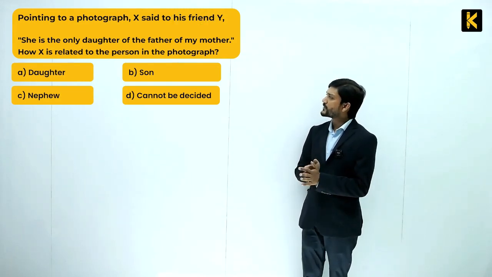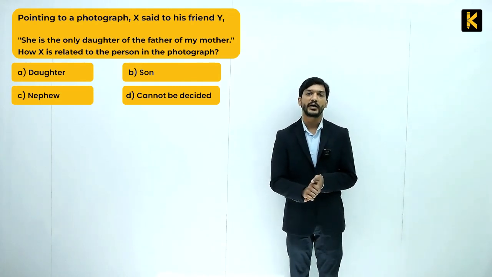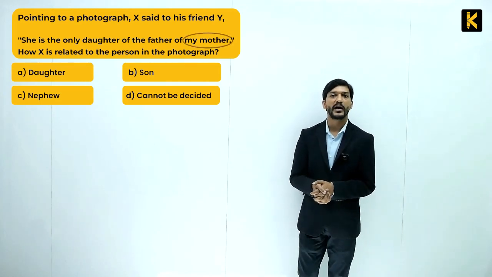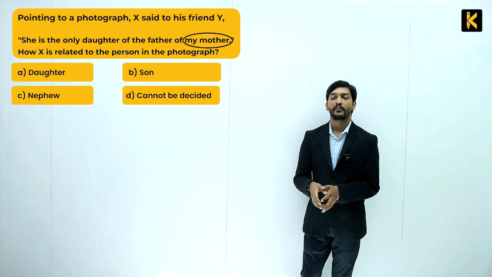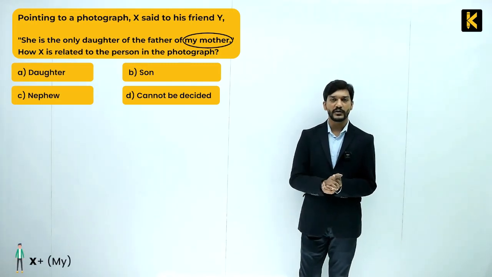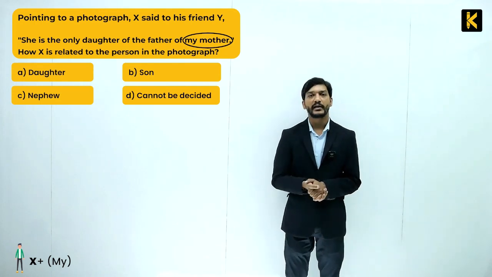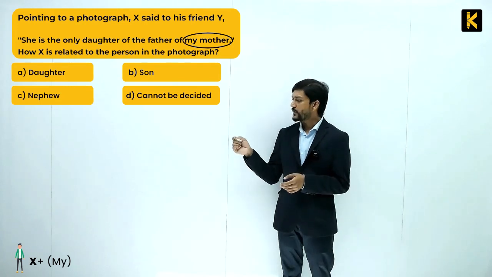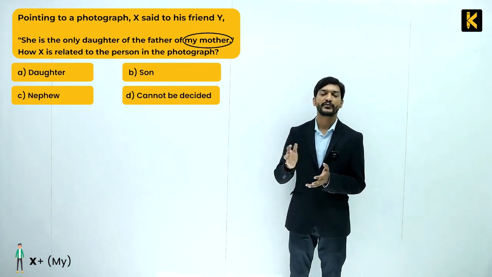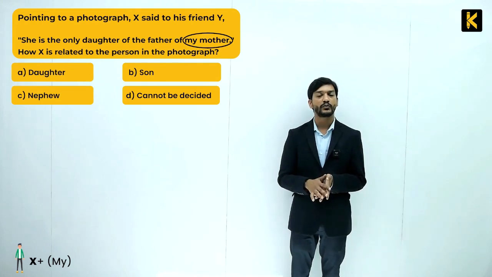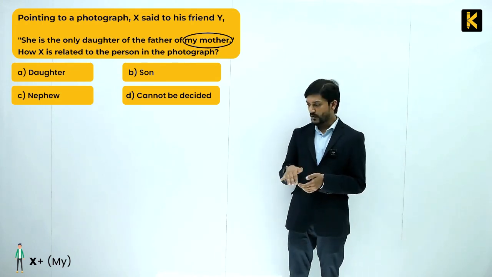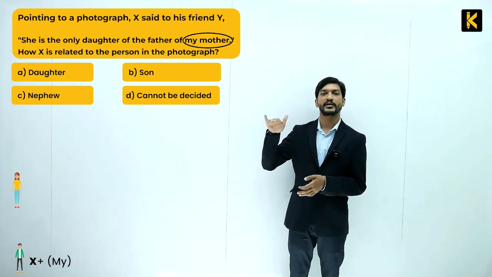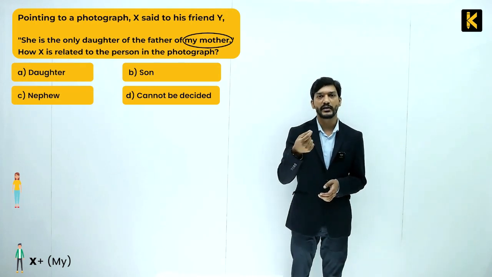Okay. So now let's draw the diagram. Whatever statement is there, we will start from the last part. What is mentioned in the last? In the last, my mother is mentioned. My means X. X is a male person. So I have represented X as a male person, X plus. For X plus, my word is used. Now I have to draw my mother. So mother will be one generation above. It is a close, direct relation.